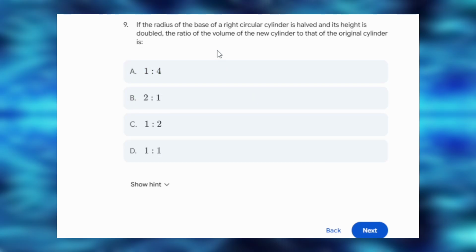Next sum, if the radius of the base of a right circular cylinder is halved and its height is doubled, find the ratio of the volume of the new cylinder to that of the original cylinder. Volume of the cylinder formula 1/3 pi r square h. By halving the radius, 1/3 pi r by 2 whole square, by doubling the height.